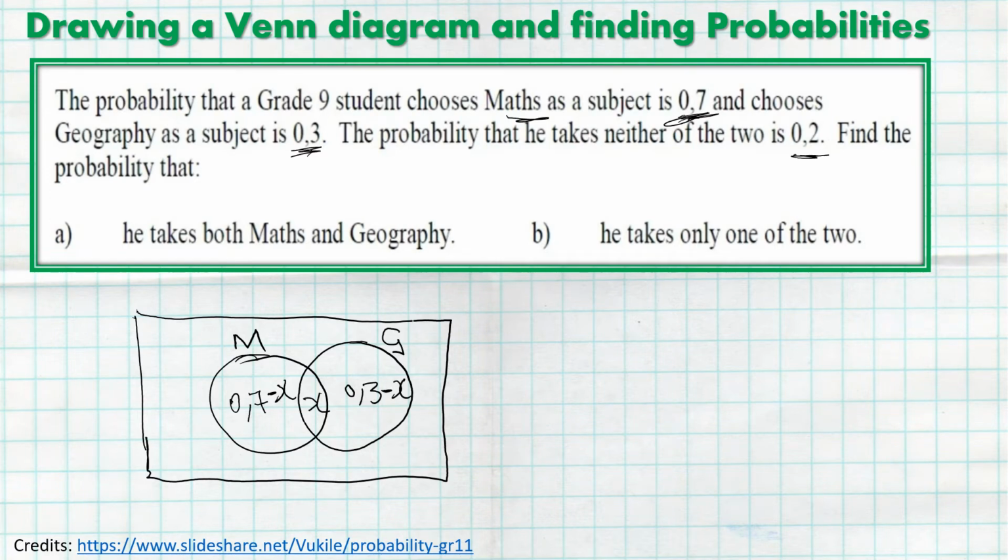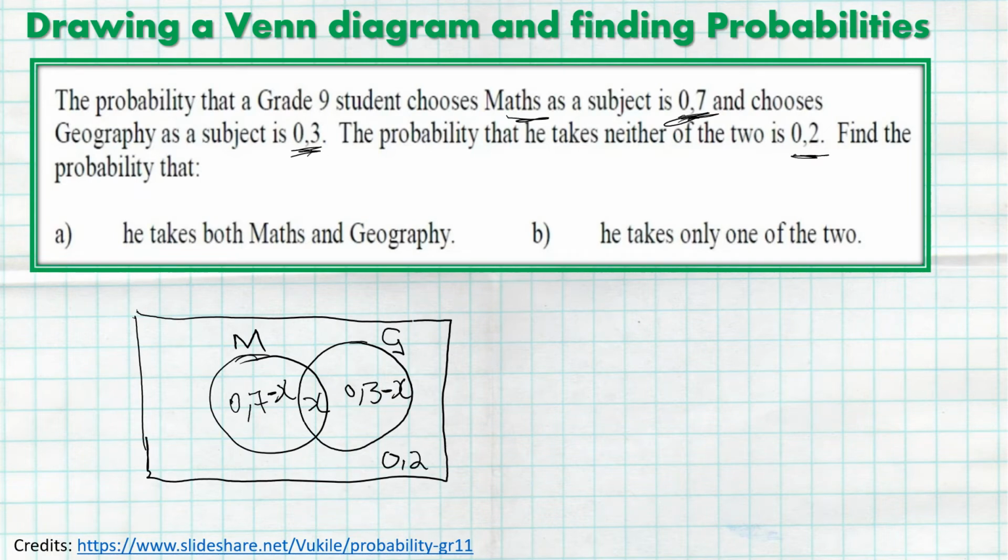Okay, so that's basically how you do that. And they also give us that the probability that it takes neither of the two, that is the one that lies outside the two events, is 0.2. So we're just going to put 0.2 on the outside.